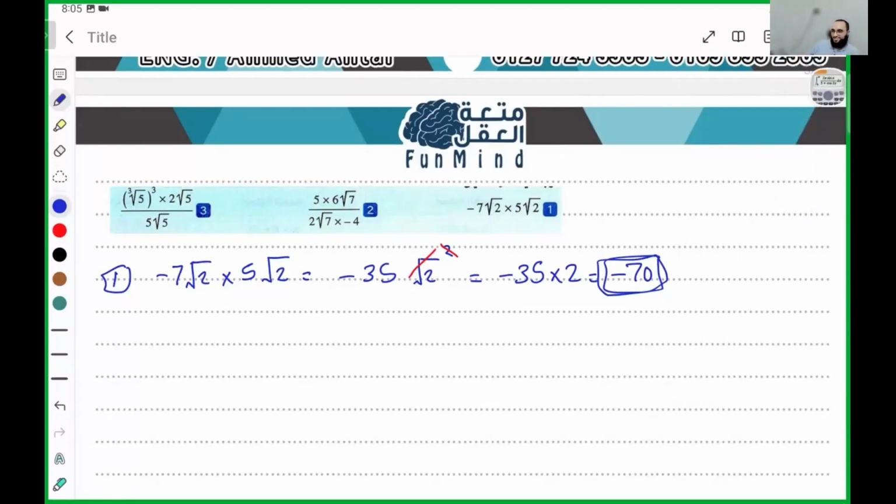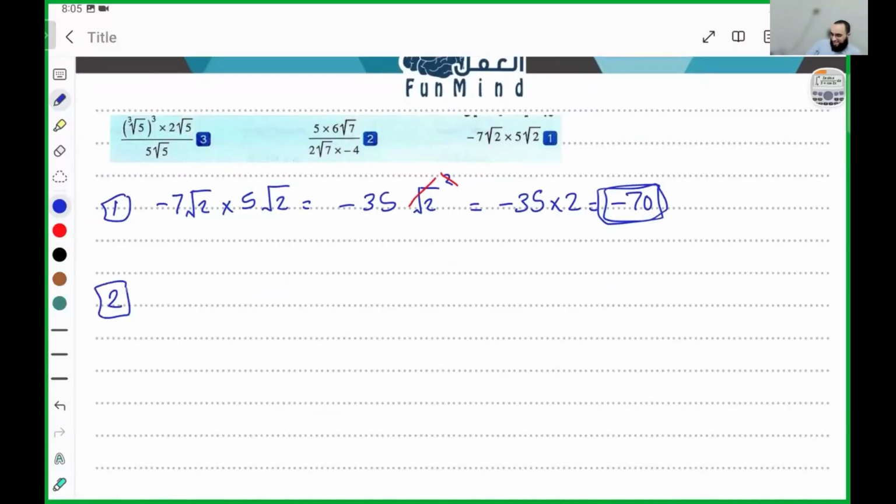Clap yourself. Congratulations. Thanks, Muhammad Al Hussein. Yes, Mister. It's 5 times 6 root 7 over 2 root 7 times negative 4. Firstly, look for the numerator. 5 times 6 equals 30, and the root 7 is still itself. And down, 2 times negative 4 is negative 8.